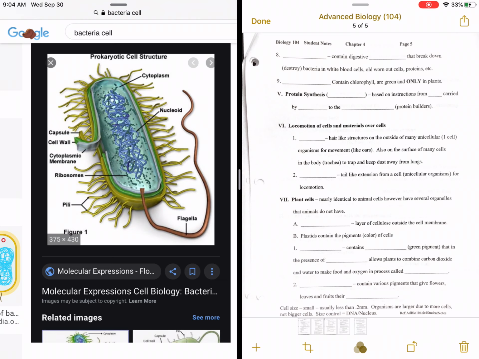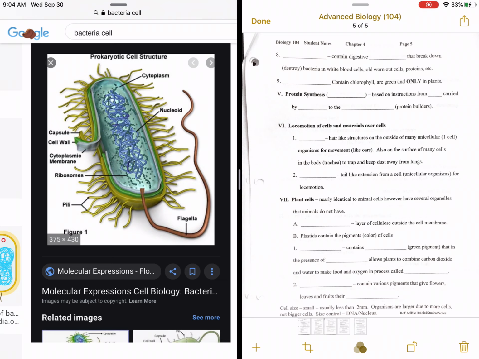But cilia are also on the surface of many cells in your body, and they're in your trachea to help keep dust away from your lungs, and in the lining of your nasal passages. It's not mentioned here, but they're also in the fallopian tubes to help the egg and the sperm pass through. More for the egg and less for the sperm. Your body does not like to allow it to pass. But anyway, you do have cilia there, and you also have cilia in your digestive tract as well.